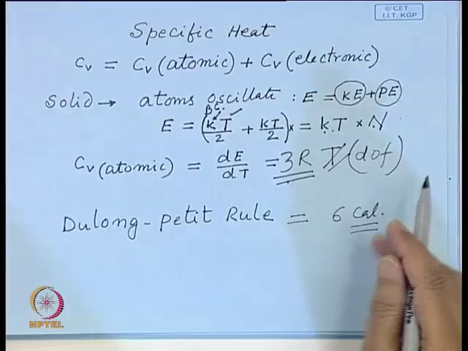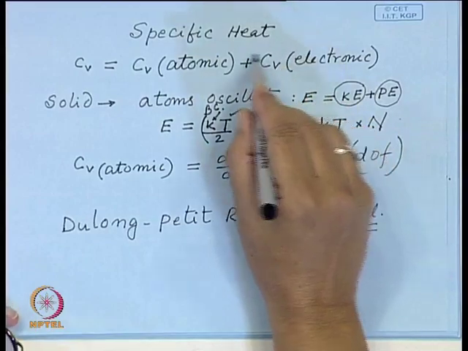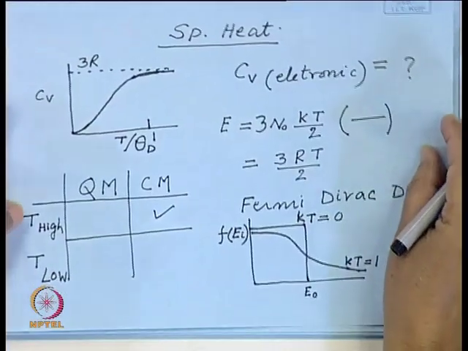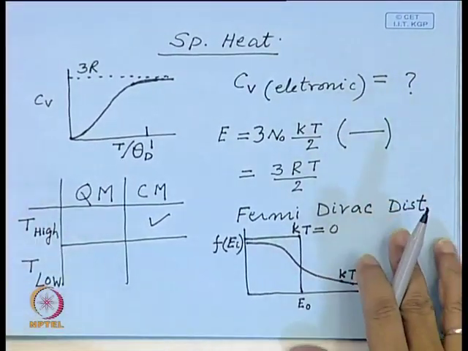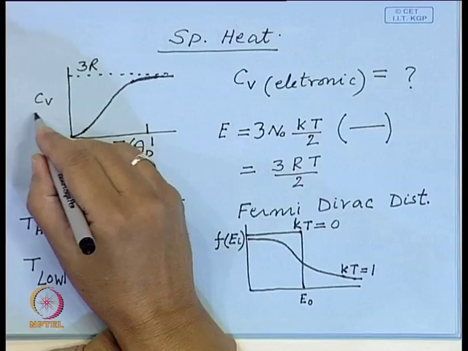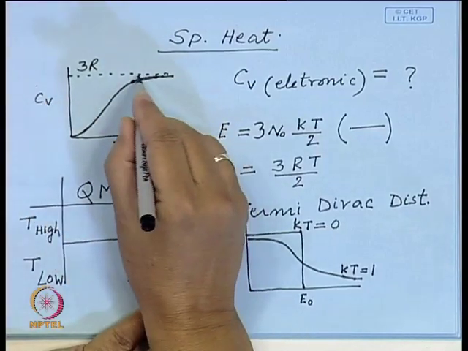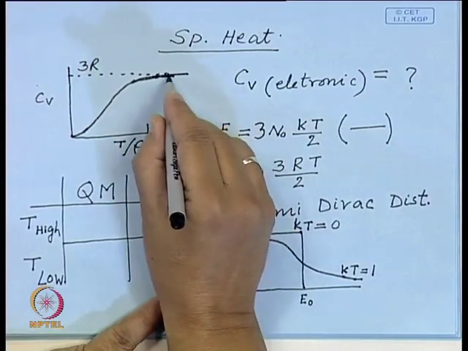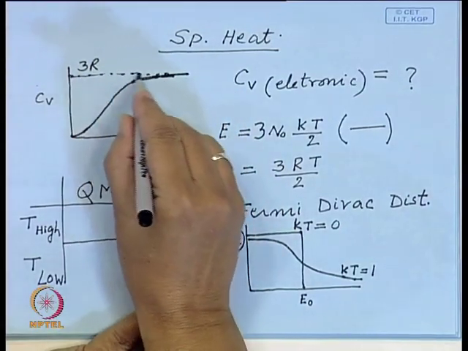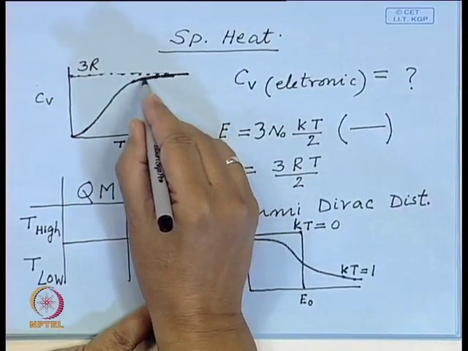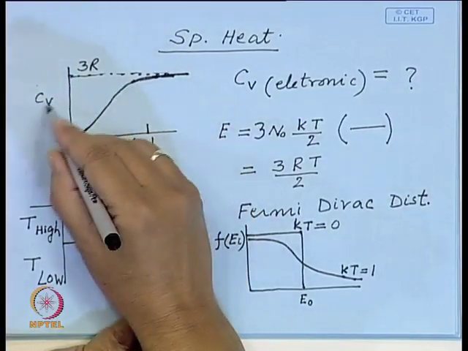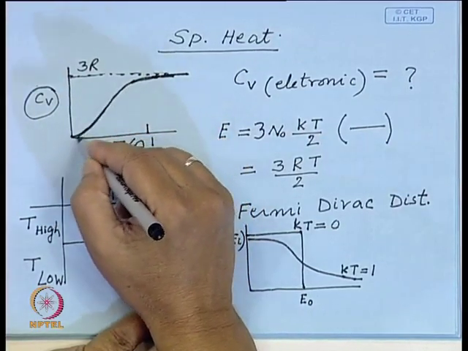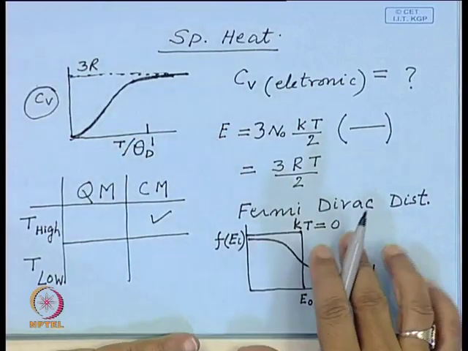So, therefore, it says that the electronic specific heat should be very low. Is it really so? This diagram shows that at room temperature, which is low compared to the high melting points of most metals, it matches. But if you go down to absolute 0, experimental measurement has shown that specific heat goes to 0 like this.